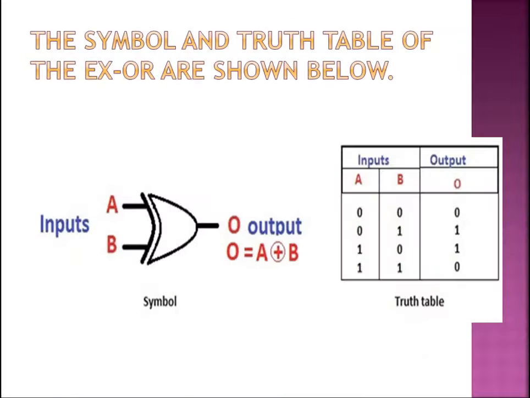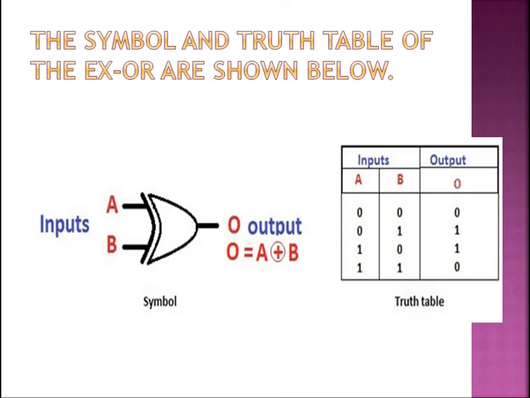Okay, the symbol of the XOR gate is shown, and see the mathematical equation for that. When both of the inputs are 0, which means there isn't any source, the output will be 0. If one is 0 and the other is 1, which means there is some source, it will give us 1. If one input is 1 and the other input is 0, it will give us an output of 1. But when both of the inputs are 1, which means there is a source connected to both of the inputs, it will give us 0 output.